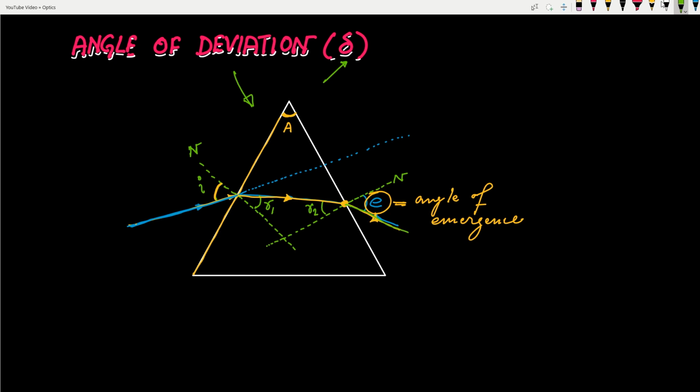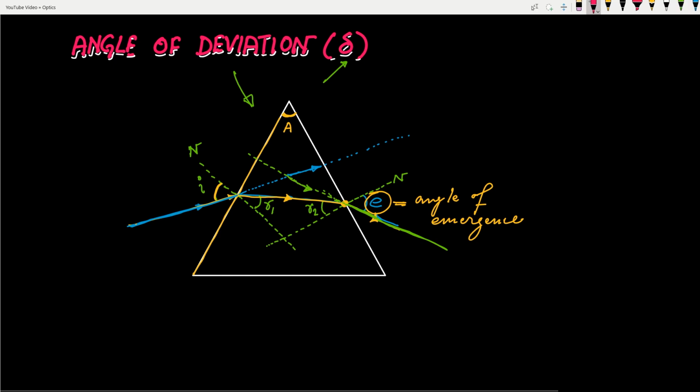Okay, I'm drawing it with green color. So this is the emerging ray. So if we extend this back side, then we can see that actually this path was the original path. Okay, this was the path, but now due to prism and refraction the path has turned in this direction.